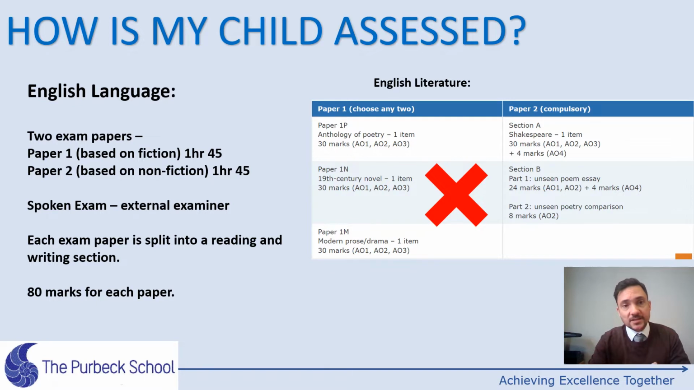The exam then is split into two sections for each. They are asked 4 questions on the fiction extract. They're also asked 4 questions on the non-fiction extract in paper 2, and that amounts to 40 marks for each paper. And then the second half of the paper is the examiners judging the quality of their writing.